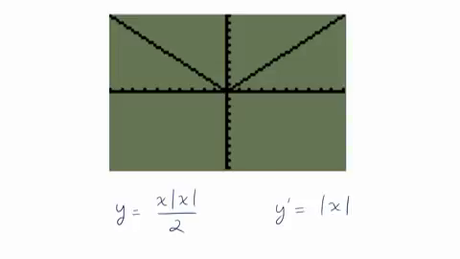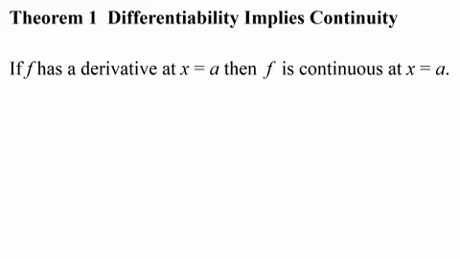Let's move on to look at a theorem that connects differentiability to continuity. Theorem 1. Differentiability implies continuity. If f has a derivative at x equals a, then f is continuous at x equals a. Note that this theorem says that if a function has a derivative, then it is continuous, not the other way around. And this idea leads to another.